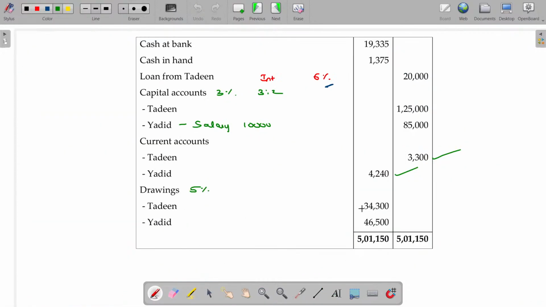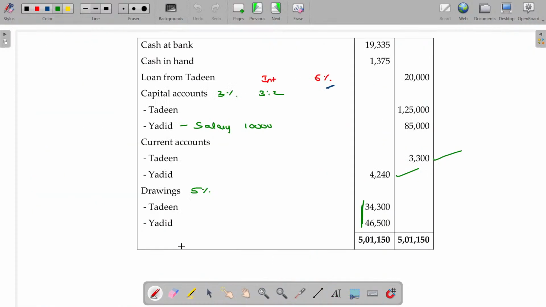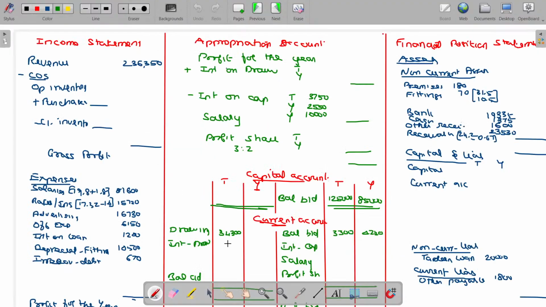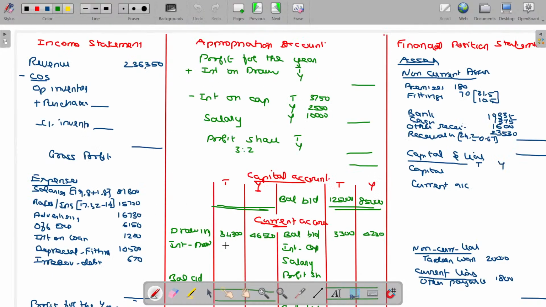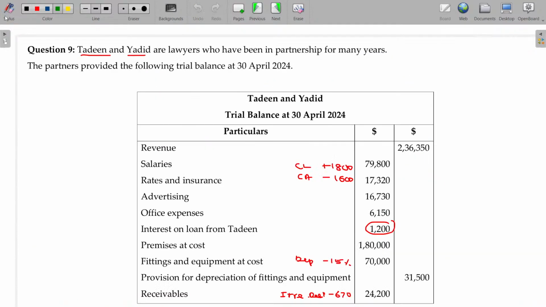And in case of drawings, 34,300 and 46,500. Drawings 34,300 for Tadin and Edit 46,500. And interest on that being 5%. 5% on this being 1,715 and 2,325. Right.